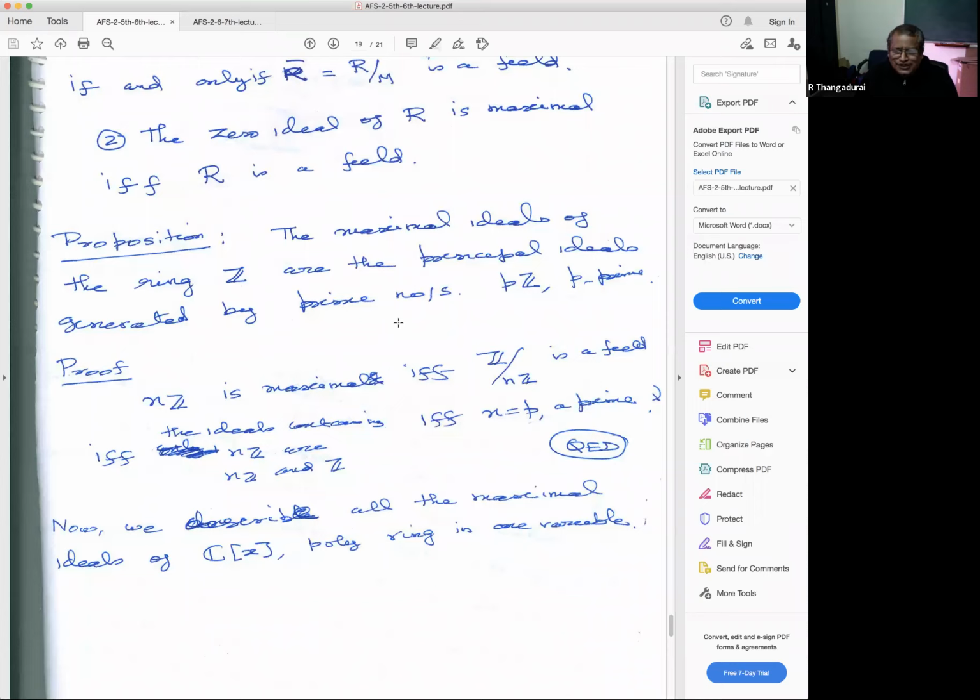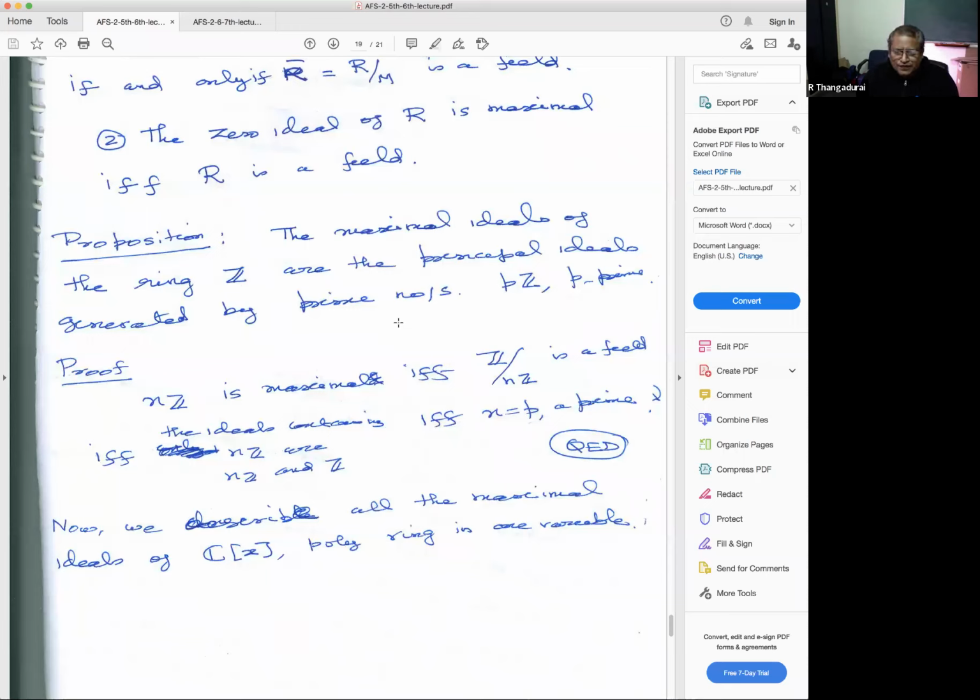So the next proposition just clears out all the maximal ideals in the ring of integers Z. First of all, every ideal is principal here in the ring of integers. Already we have seen. So therefore, it is of the type nZ, where n is a natural number. nZ is maximal if and only if Z mod nZ is a field. It means if and only if the ideals containing nZ are nZ and Z.